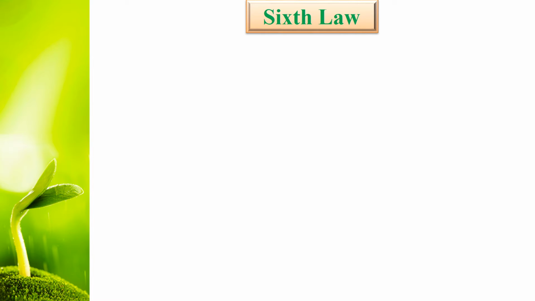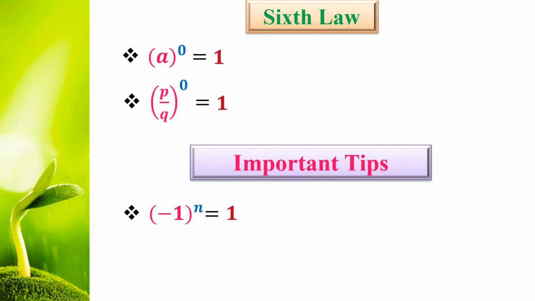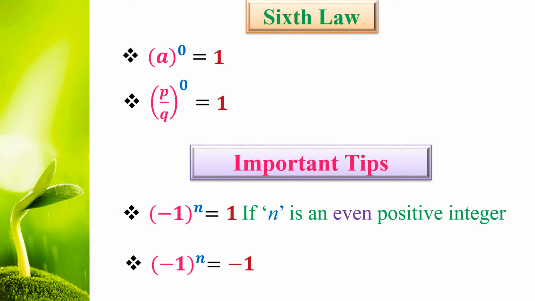Sixth law, a to the power 0 equals 1. For a non-zero rational number p by q, we have (p by q) to the power 0 equals 1. Let's learn some important tips. Minus 1 to the power n equals 1 if n is an even positive integer. Minus 1 to the power n equals minus 1 if n is an odd positive integer.